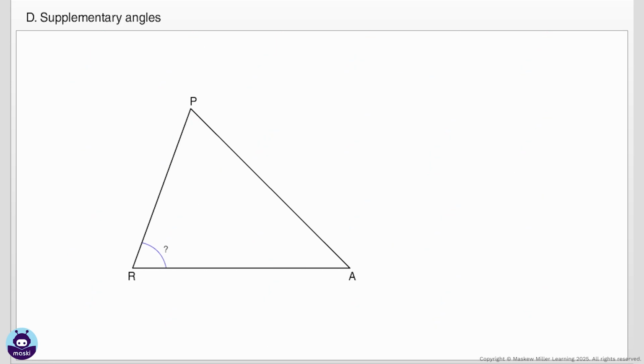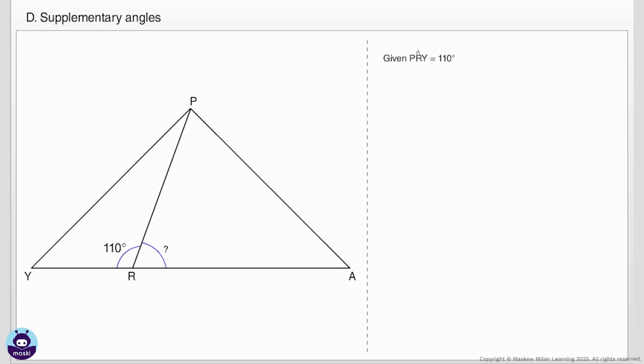In the given figure, can you estimate the given angle PRA? Given angle PRY equals 110 degrees. We know that the sum of the angles on a straight line add up to 180 degrees. Hence, PRA and PRY are supplementary angles. Therefore, angle PRA equals 180 degrees less 110 degrees, that is 70 degrees.